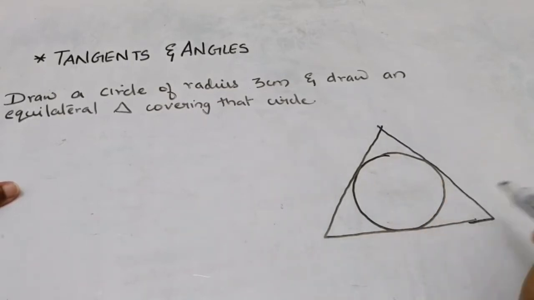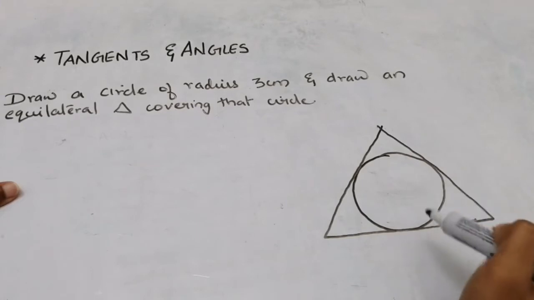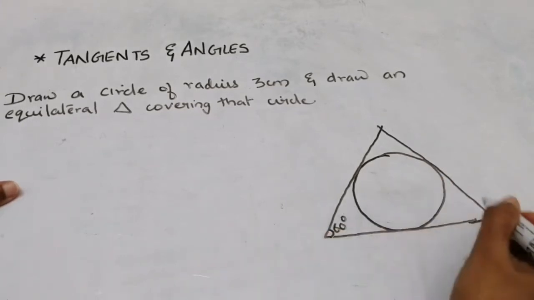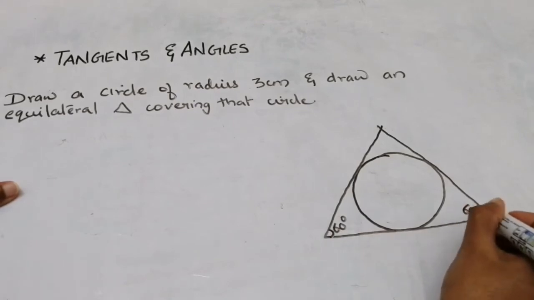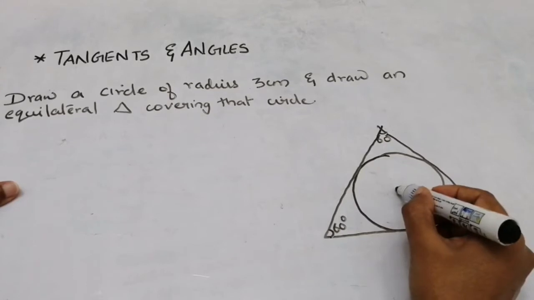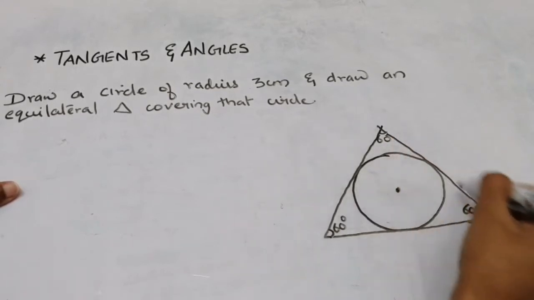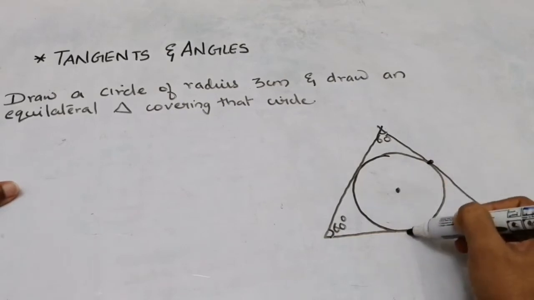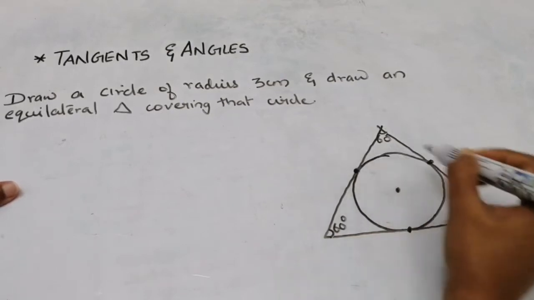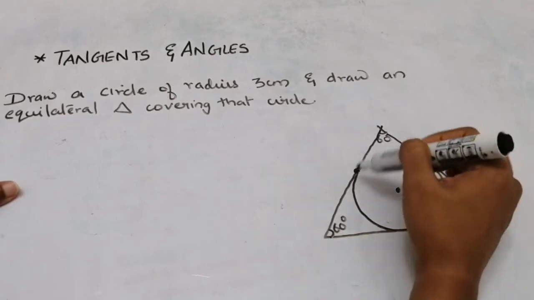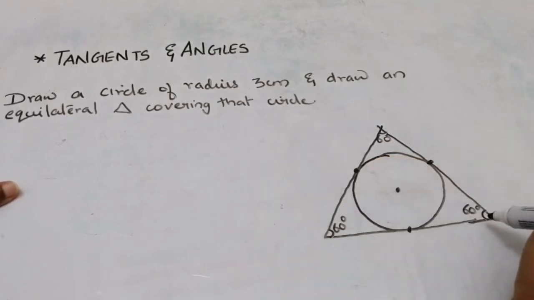Such that this triangle is an equilateral triangle, so we know each angle of this triangle will be 60 degrees, like this. Okay, then this is the center of the circle, and if the triangle is covering the circle means it is touching at one point. This is known as point of contact. So there are three points of contact. So this side is a tangent to the circle, this side is a tangent to the circle, and this side is a tangent to the circle.